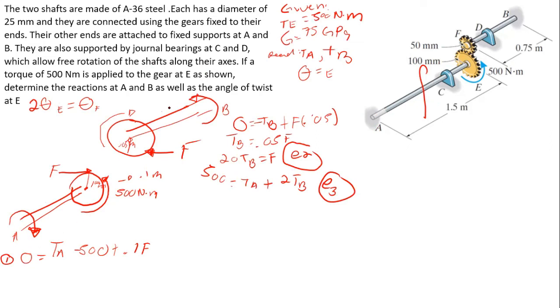Pagdating naman sa kabila, kapag nag-section ka dito, ang kinoconsider lang naman natin dito is ito lang, yung galing dito sa fixed support B. So yung torque naman na gagamitin natin dito pagdating sa rod FB natin is itong TB naman natin. So balik tayo sa kabilang slide.